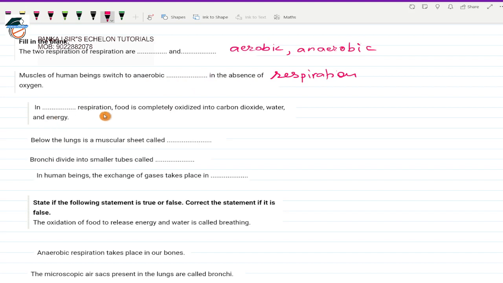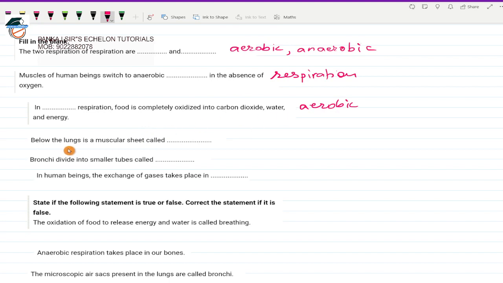Next one is in dash respiration, food is completely oxidized into carbon dioxide, water, and energy. So this is in aerobic respiration. AEROBIC. The answer for this is aerobic. So in aerobic respiration, food is completely oxidized, 100% oxidized into carbon dioxide, water, and energy. In anaerobic respiration, the food is not completely oxidized. It's only partially oxidized.